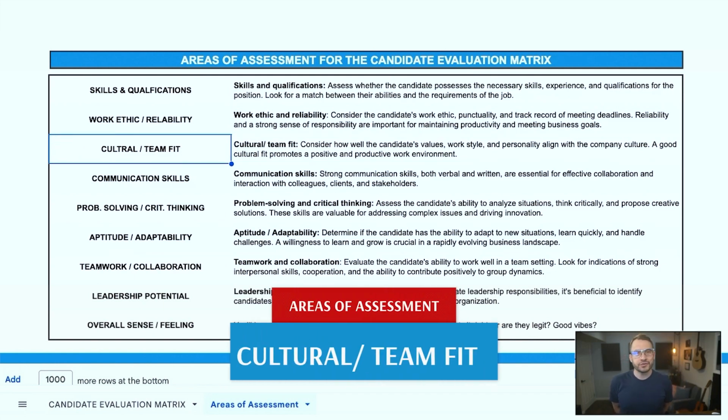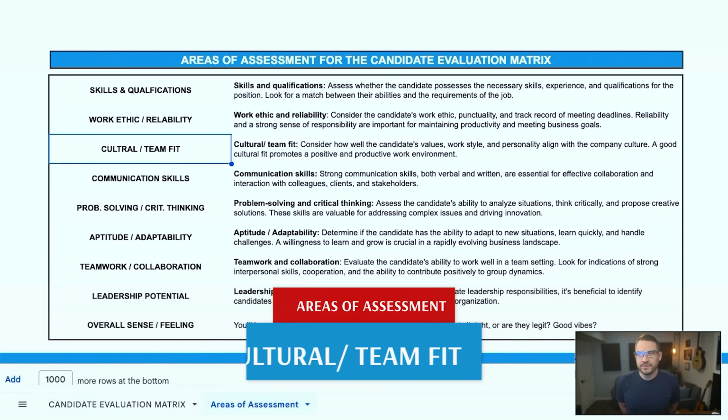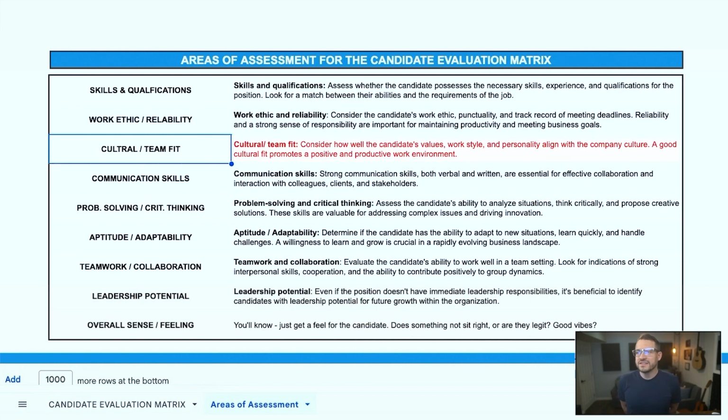Now, this doesn't mean cultural like, my wife is from the Philippines and we have to hire people that are Filipino. That's not what I mean by that. Culture is more of consider how well the candidate's values, work style, and personality align with the company culture. A good cultural fit promotes a positive and productive work environment.